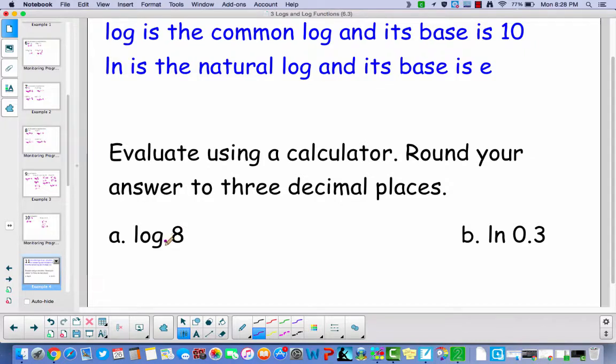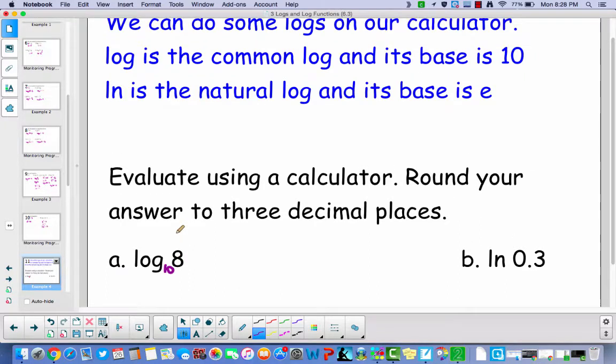We don't write it, but we know that it has an understood log of base 10. LN stands for the natural log. Yesterday we talked about E, and the understood base for the natural log is E. But again, the calculator already does that for you.